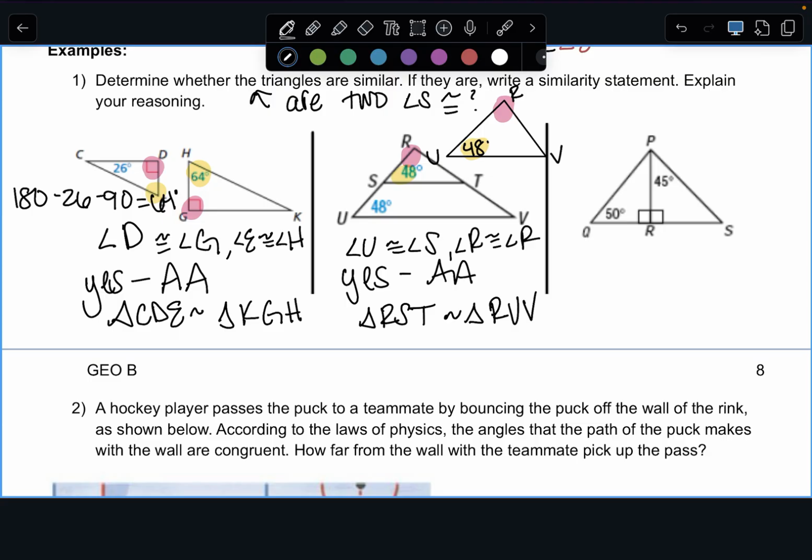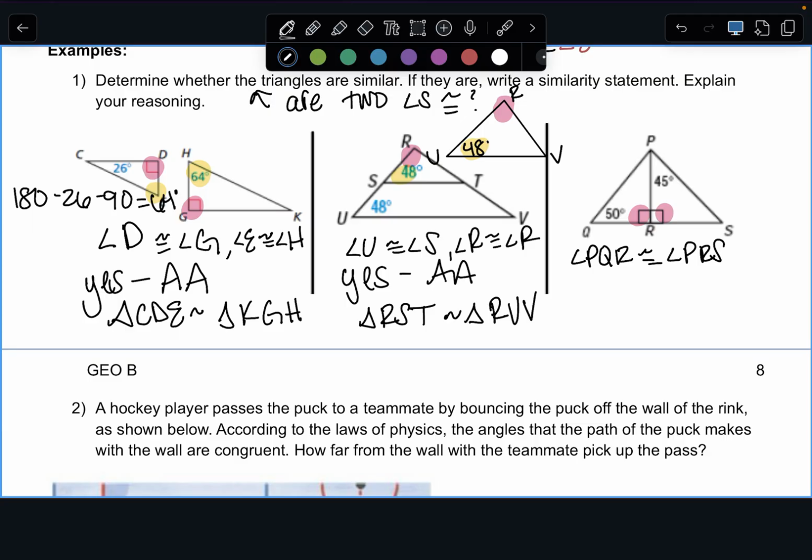Let's do the next one right off the bat. What two angles are the same? Which two angles are the same for the triangle on the left and the right? None? What's the measure of this pink angle? 90. What's the measure of this other angle? 90. So those pink ones are the same. Okay, so angle PQR, that's the one on the left, is congruent to PRS, the one on the right. So that's one of our angles that are congruent. We need to find another one, hopefully.